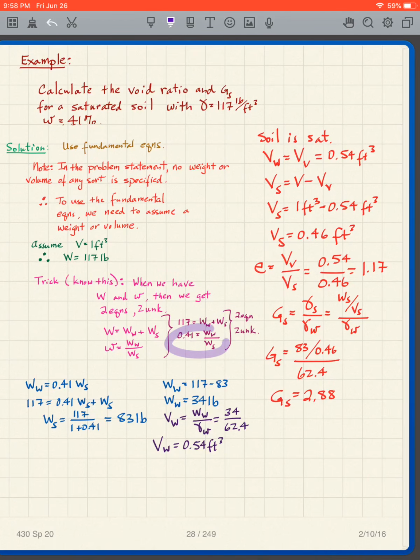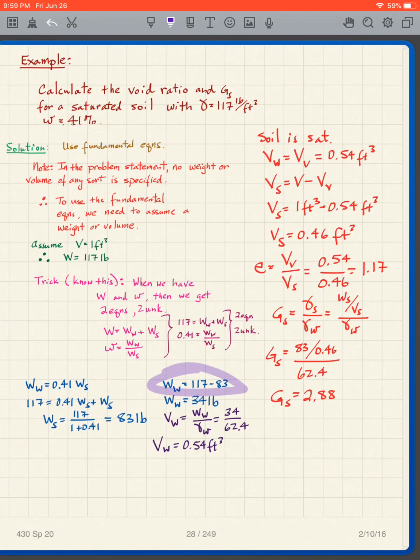I use the bottom equation first here in this particular case. So the weight of the water is 0.41 times the weight of the solids. I substitute that into the first equation. So I put it up into here. So I get 117 is 0.41 Ws plus Ws. And I get the weight of the solids is 117 over 1 plus 0.41. I get 83 pounds for the weight of the solids.